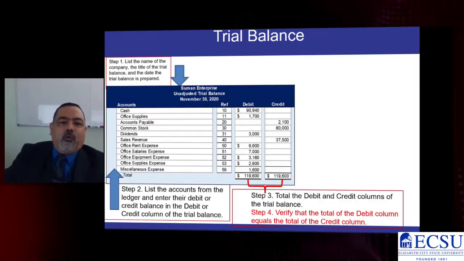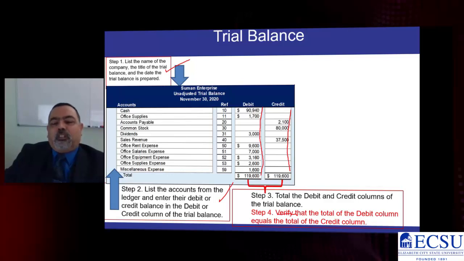So now that we have completed step number one and step number two, we're going on to step number three. We total the debit and credit columns of the trial balance, and we see both totals are exactly the same. So that is the verification part: verify that the total of the debit column equals the total of the credit column.